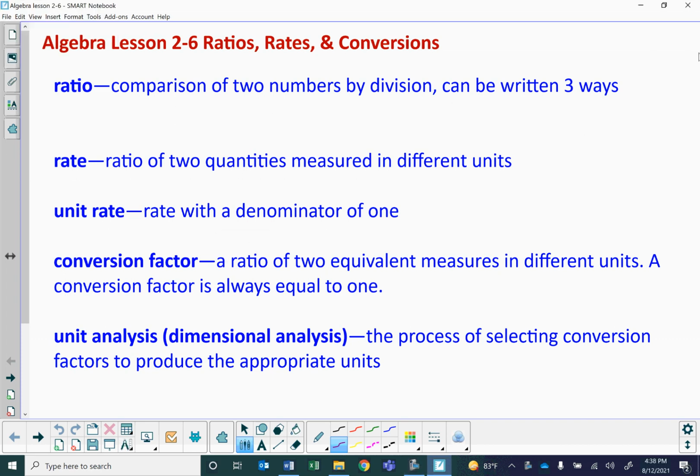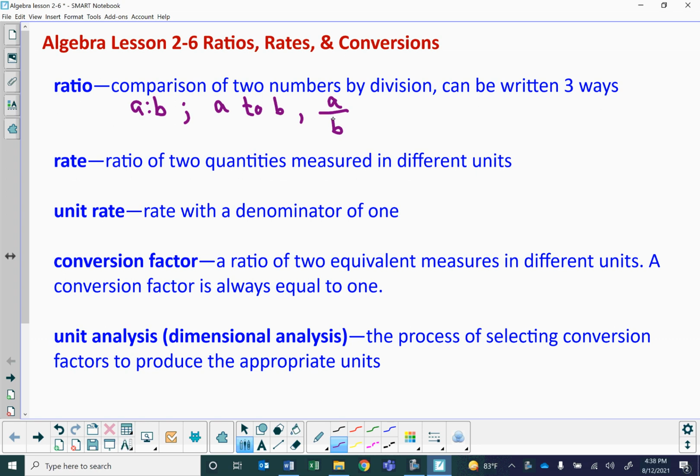This is Algebra Lesson 2-6, Ratios, Rates, and Conversions. A ratio is a comparison of two numbers by division. It can be written three ways. It can be written with a colon, A colon B. It can be written with the word "to," A to B, or it can be written as a fraction, A divided by B. They're all read the same way.